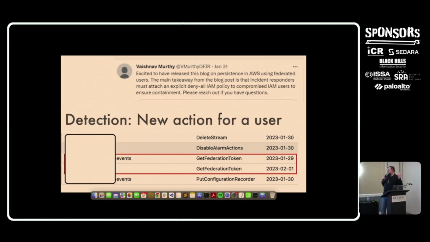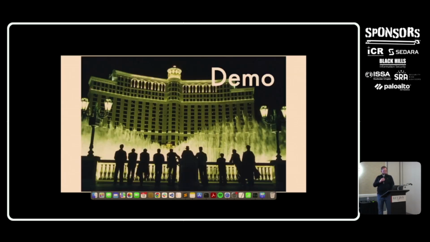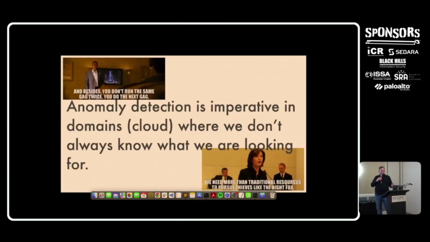So the great thing about new action for user is that the first result here from January 29th actually precedes the threat intel and the research on this. So it's one way of finding things, because in the cloud domain in particular, and in threat hunting in general, it's hard to find emerging threats. We know we need to be looking for them, but we don't always know what we're looking for, because we don't know what's coming next.